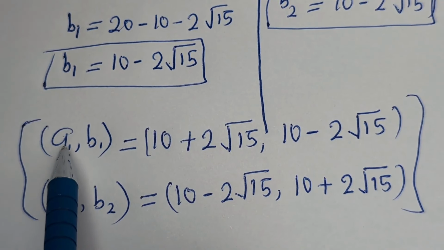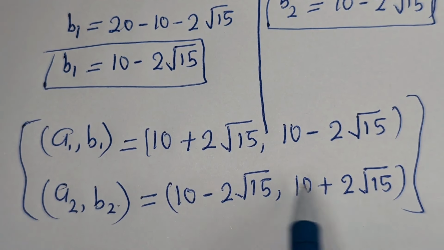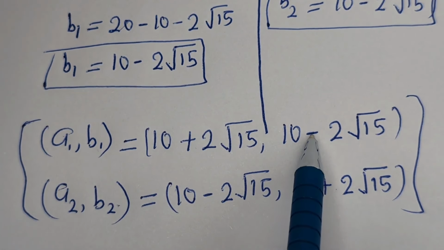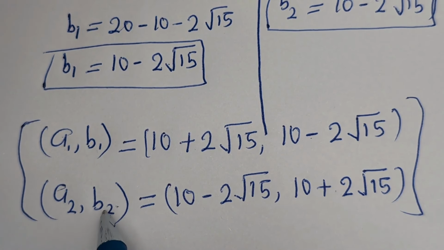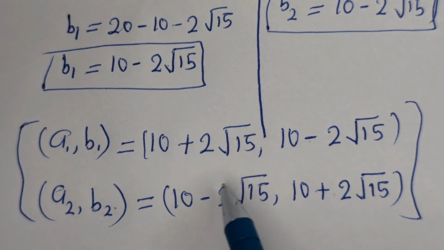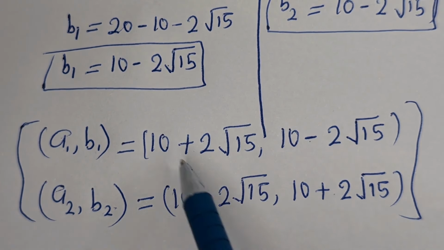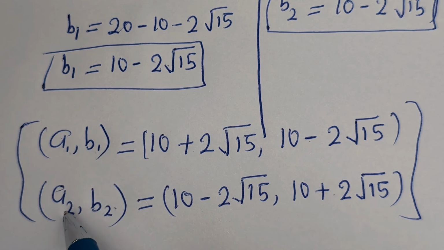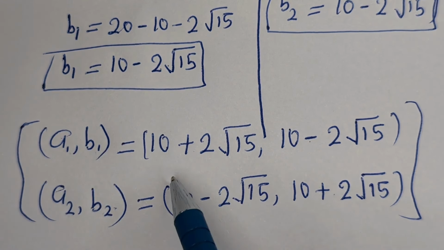Here you can see that the value of a1 here is equal to the value of b2 here, and the value of b1 here is equal to the value of a2 here. So we may also check to confirm if this answer is right or wrong. And if you check using either a1, b1 or a2, b2, you are going to get the same answer.